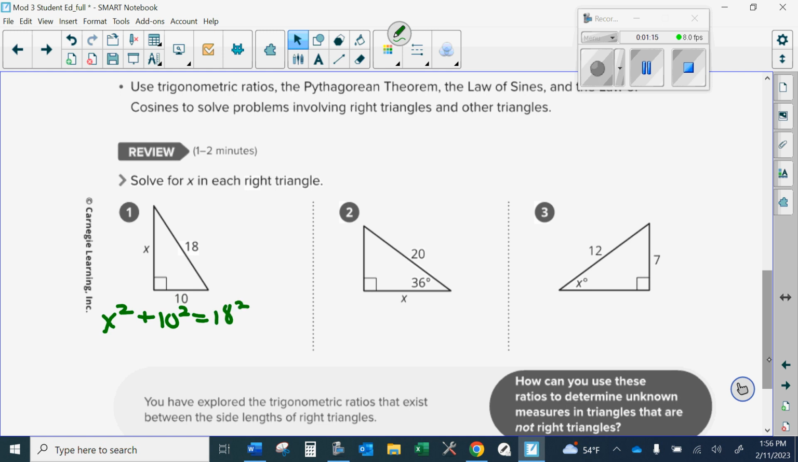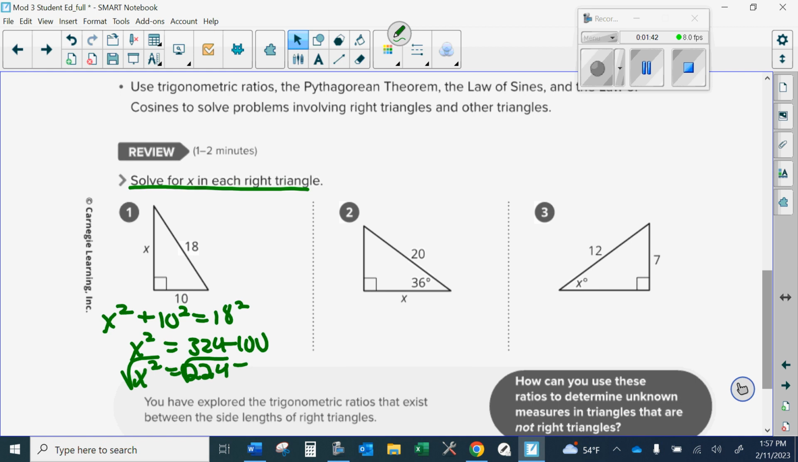You could pause the video and do all 3 of these, see that you know how to do these from the prior lessons, and then hit play and check if you got it right. It says solve for x, doesn't say round to nearest tenth. So we want an exact answer.